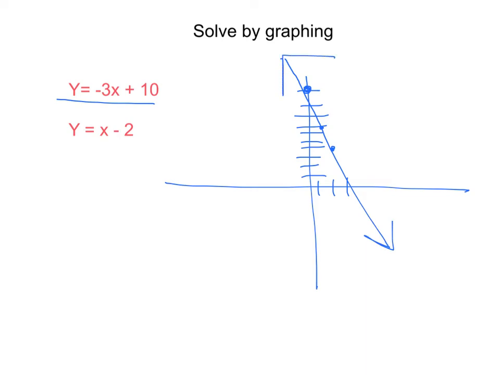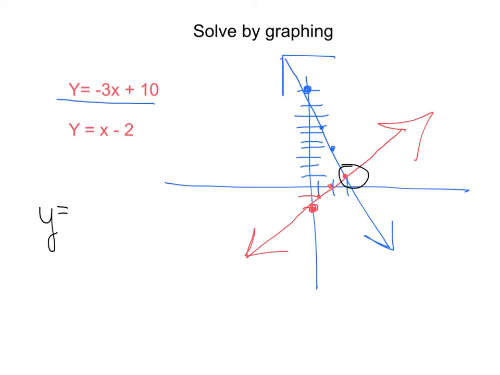And then I'm going to graph y equals x minus 2. So my y-intercept is negative 2, and my slope is 1 because there's a 1 in front of that x. So my line begins to look like this. Again, it doesn't have to be perfect; I'm just trying to sketch. And so we can see here that our lines intersect at about this point, which is about 3, 1.